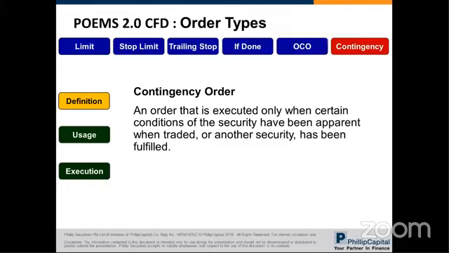So in this case, we're talking about the fifth advanced order. It's called the contingency order. This is more complex than the if-done order. You want a certain counter to reflect a certain criteria, so that you submit an order once the criteria you set has been fulfilled. So it's like a more advanced version of the if-done order.